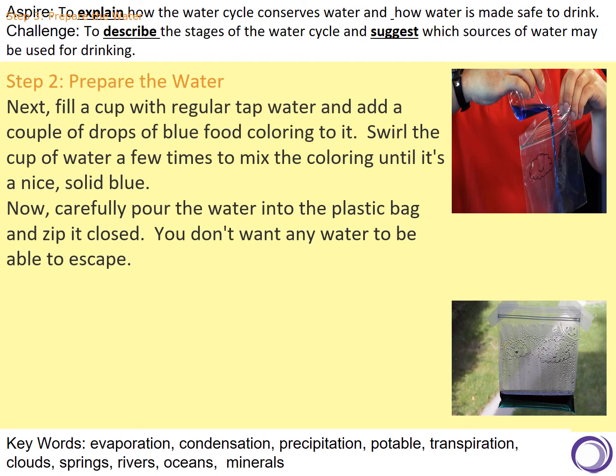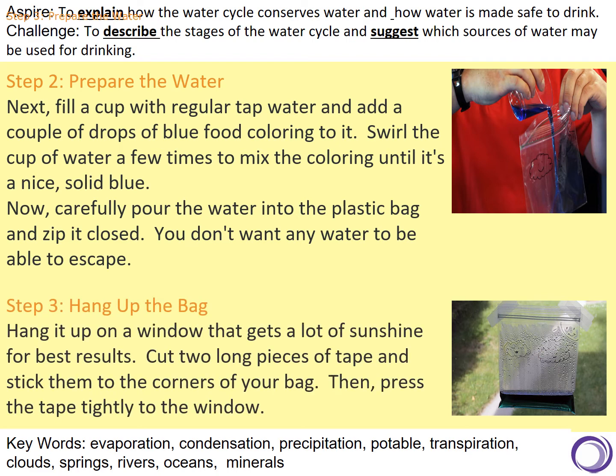The next step is to prepare your water. So fill up a cup with regular tap water and add a couple of drops of blue food colouring to it. Swirl the cup of water a few times just to mix the food colouring in so it's a nice solid blue. And then you need to very carefully pour it into the plastic bag and zip it closed, because we don't want any water to be able to escape. Now it might be an idea to get somebody else to help you so you can pour and they can hold, or vice versa. That will probably be the easiest way to do it.